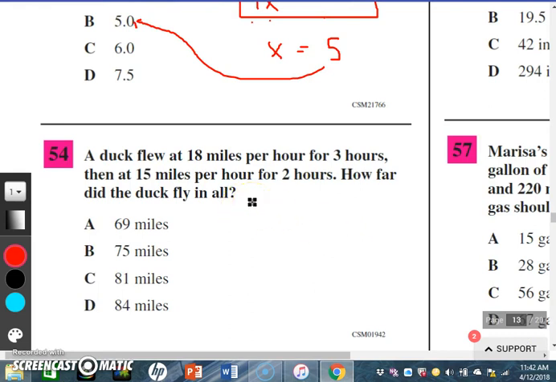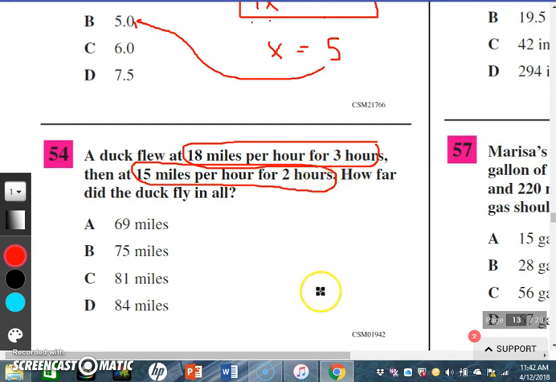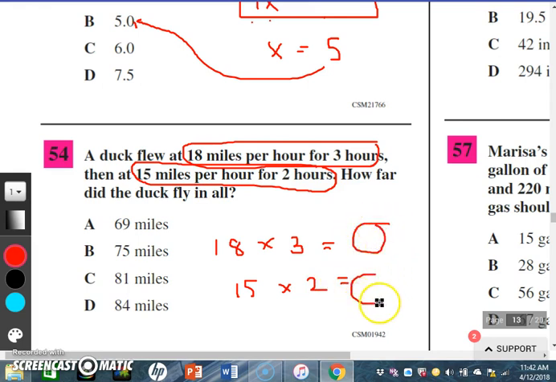This problem really, frankly, is just two multiplication problems. 18 times 3 and 15 times 2. So sometimes we don't even have to really overthink things, meaning we don't have to set this up as an equation. We can basically just say 18 times 3, and you guys can use your calculator, and 15 times 2. And then you add these two numbers together. Anyone do that?